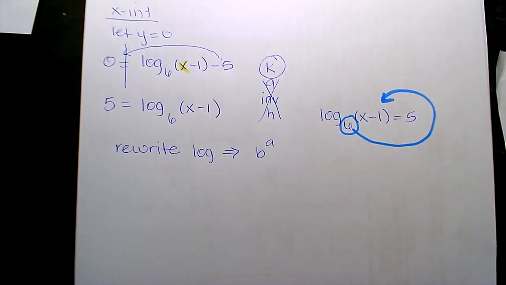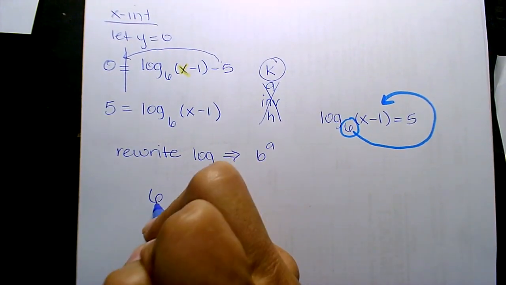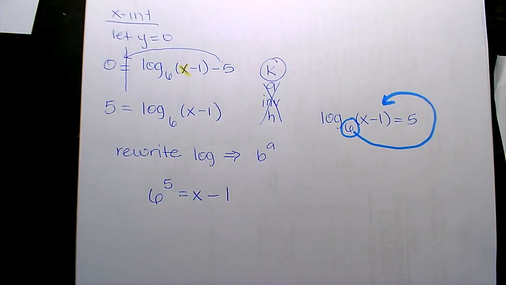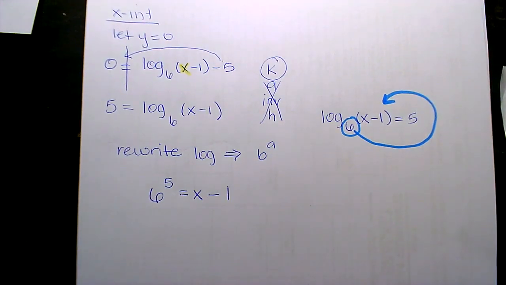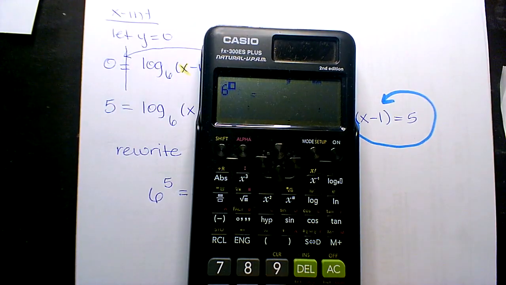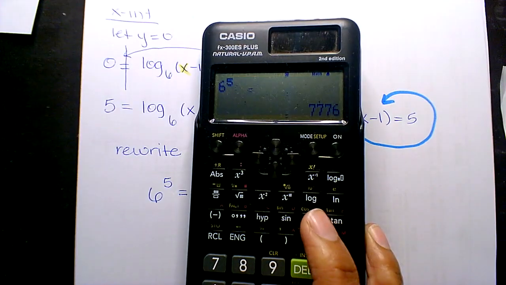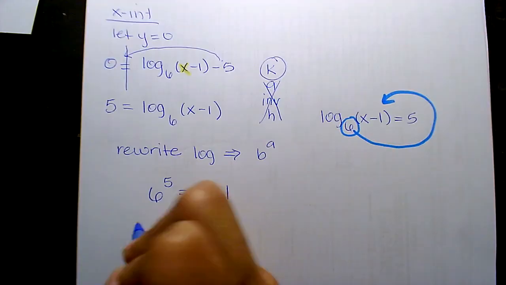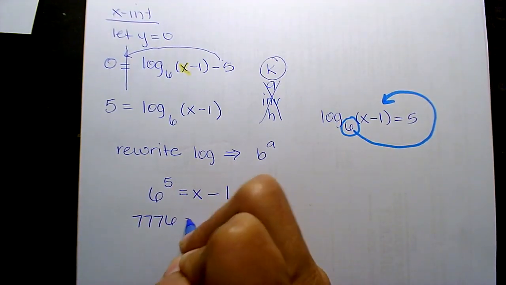So 6 to the 5th is equal to x minus 1. And now your log's out, and now you can solve for your x-intercept. So what's 6 to the 5th? Some huge number, and I'll show you on Desmos right now. 6 to the 5th is 7776. So this is 7776.